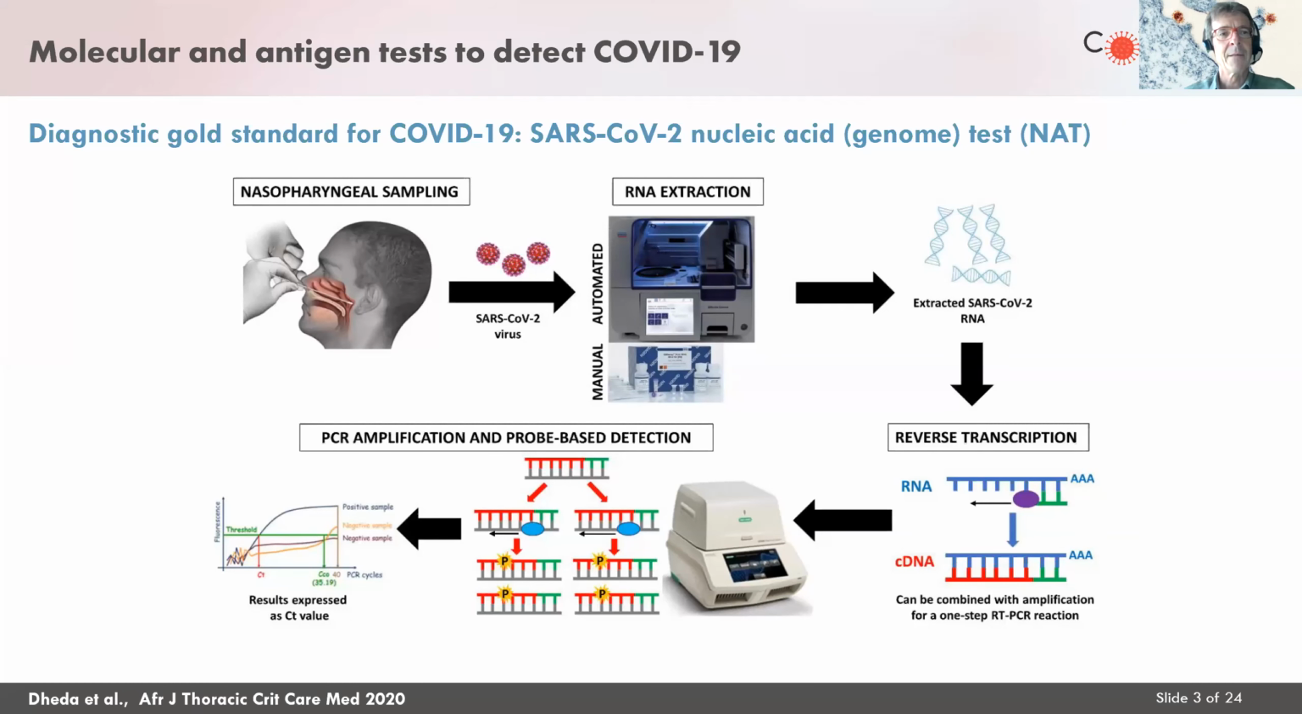The gold standard for diagnosing COVID-19 is detecting the nucleic acid, the RNA genome, of the causative virus, SARS-CoV-2, from a specimen, most commonly a nasopharyngeal swab specimen, which is then eluted in the lab. Viral RNA is extracted from the specimen, subjected to reverse transcription, and then amplified by real-time PCR, giving a result in these typical curves.